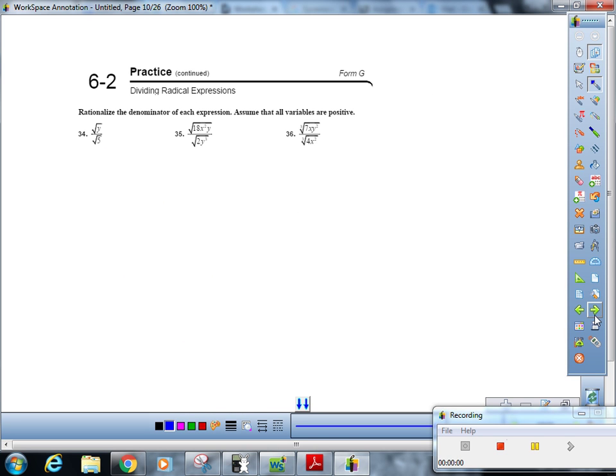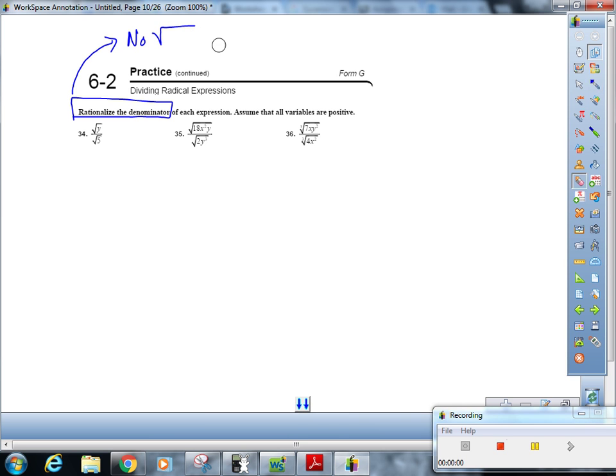Alright, so now we're going to move on down to the back. Now it says rationalize the denominator. What that means is no square roots in the denominator.